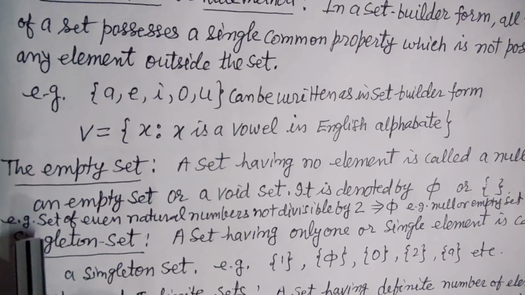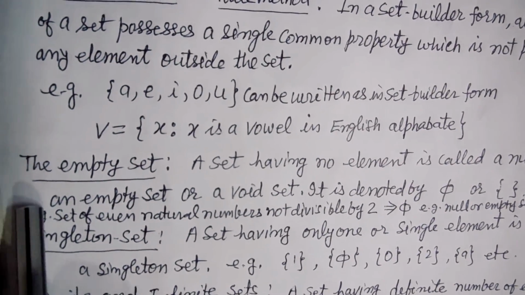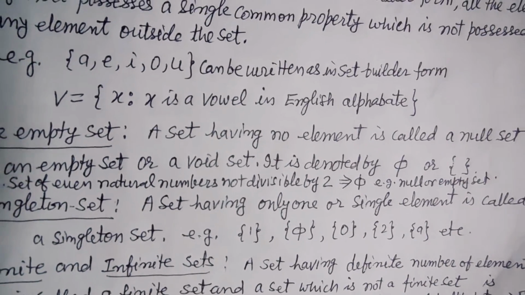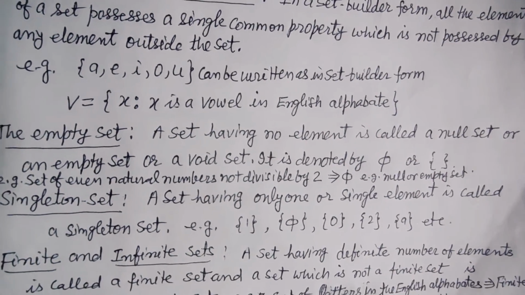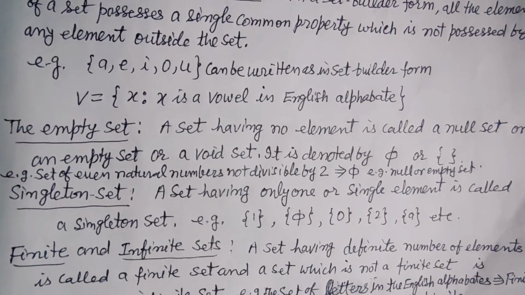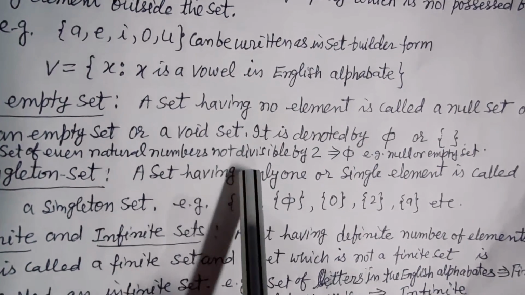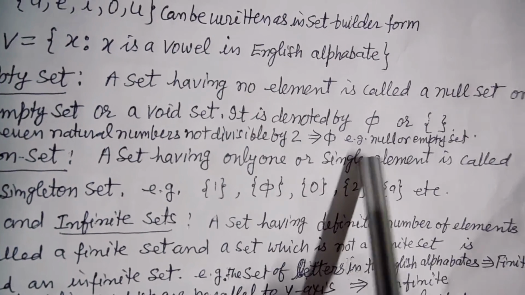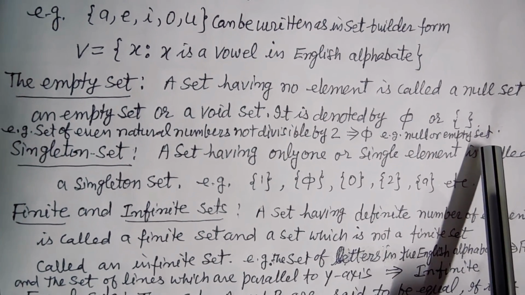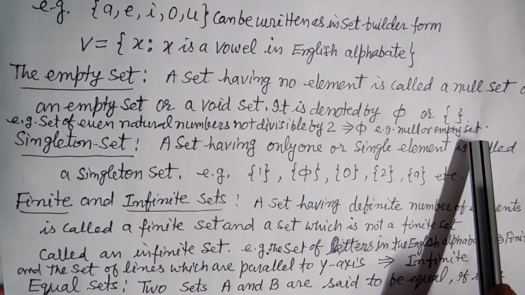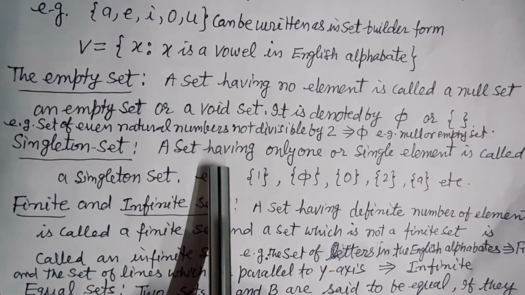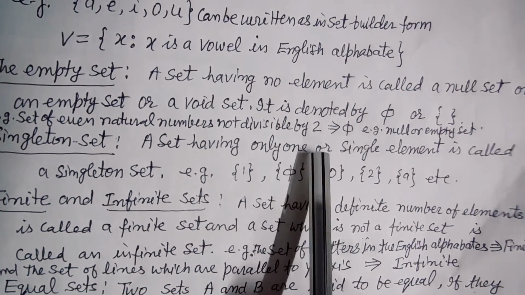Now define the empty set. A set having no element is called a null set or an empty set or a void set. There are different names for this set. It is denoted by phi or empty curly brackets. Clear?